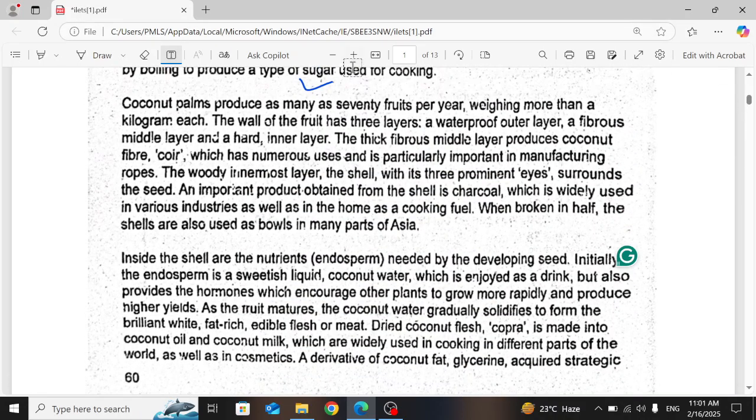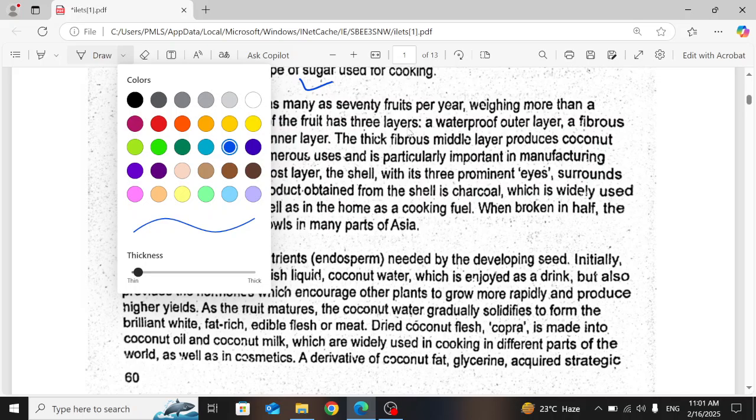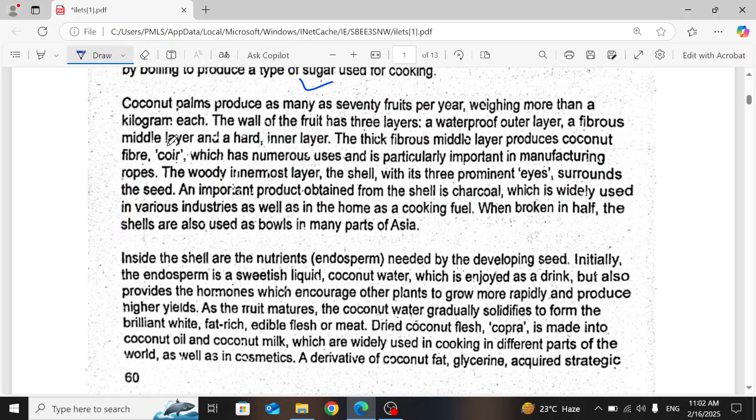Then we have coconut palms produce as many as 7 fruits per year, each weighing more than a kilogram. The whole of the fruit has 3 layers. So we discussed the layers in the question section as well. A waterproof outer layer, a fibrous middle layer, and a hard inner layer. The thick fibrous middle layer produces coconut fiber coir, which has numerous uses and is particularly important in manufacturing ropes. So coir is used to manufacture ropes. So here we have got the answer of another question.